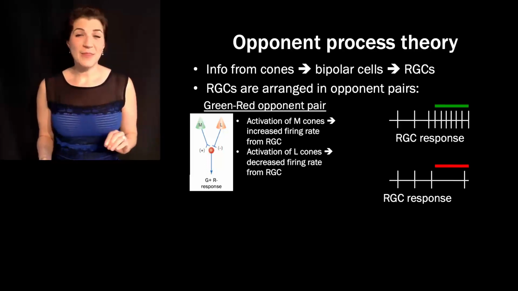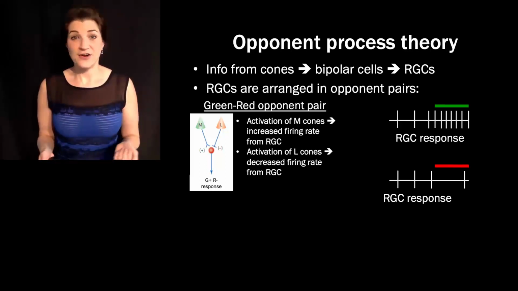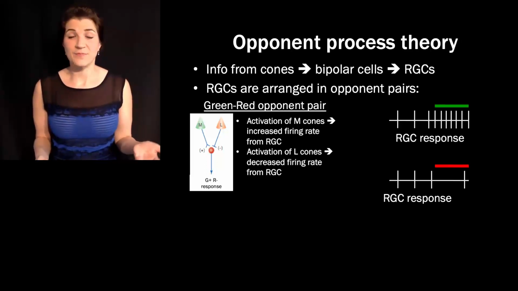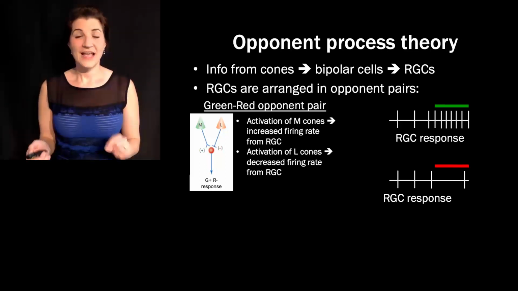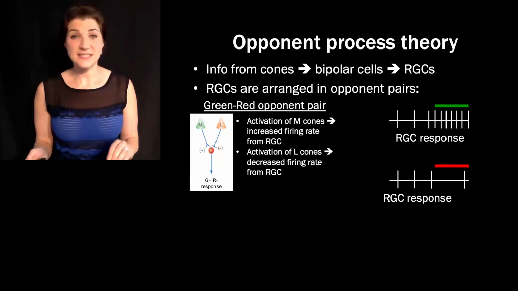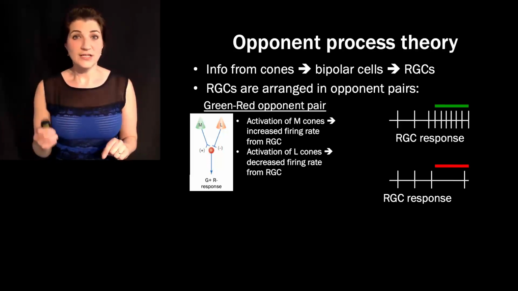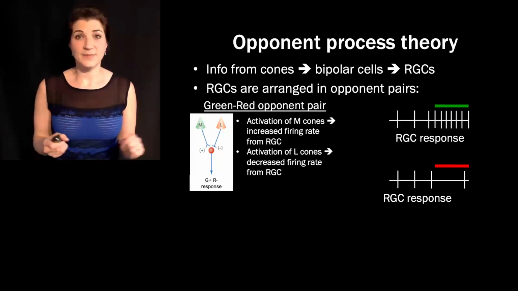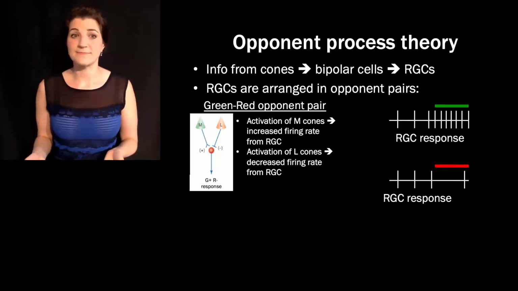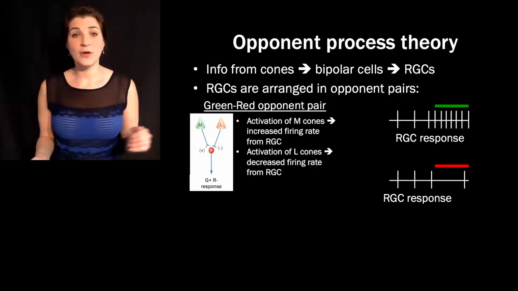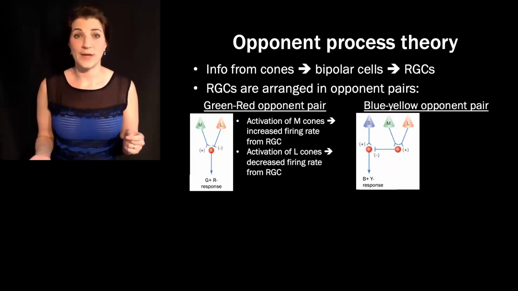We talked earlier about the benefits of having a baseline firing rate, and this is another clear example. A firing rate above baseline signals one thing, and a firing rate below baseline signals another thing. This is a lot like what we talked about in the vestibular system, where the hair cells in the right ampulla are excited by turning to the right, and hair cells in the left ampulla are inhibited by turning to the right. So we also have opponent pairs for the blue-yellow pair.